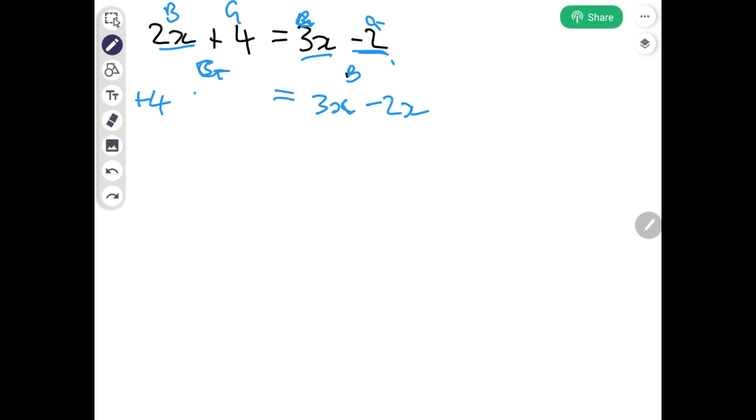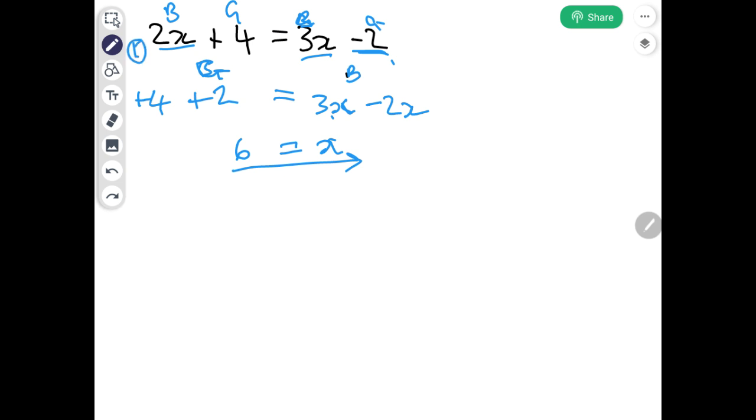When it comes to the other side, the sign changes. So you must remember, every time you bring a number over, the sign will change. So 3x minus 2x is x. And then 4 plus 2 will give us 6. So our answer will be x is equal to 6.